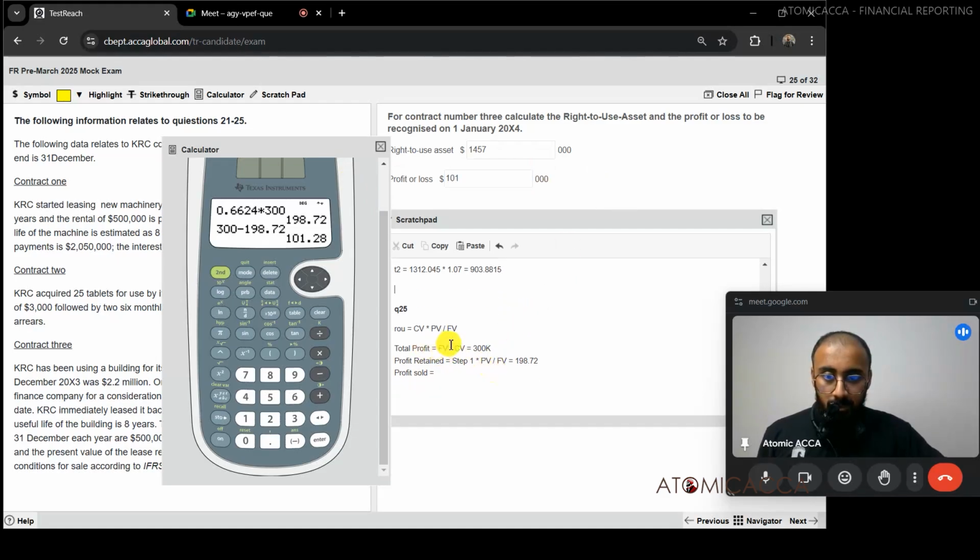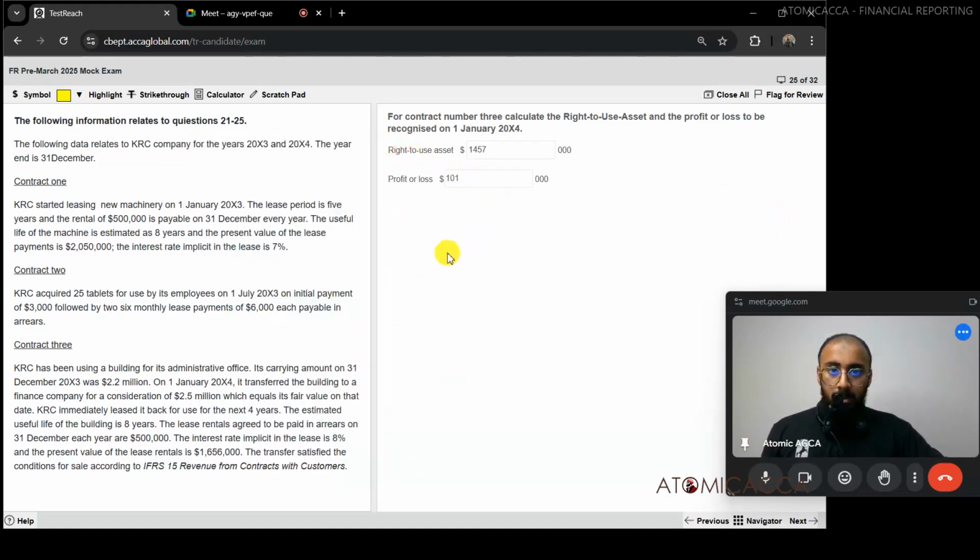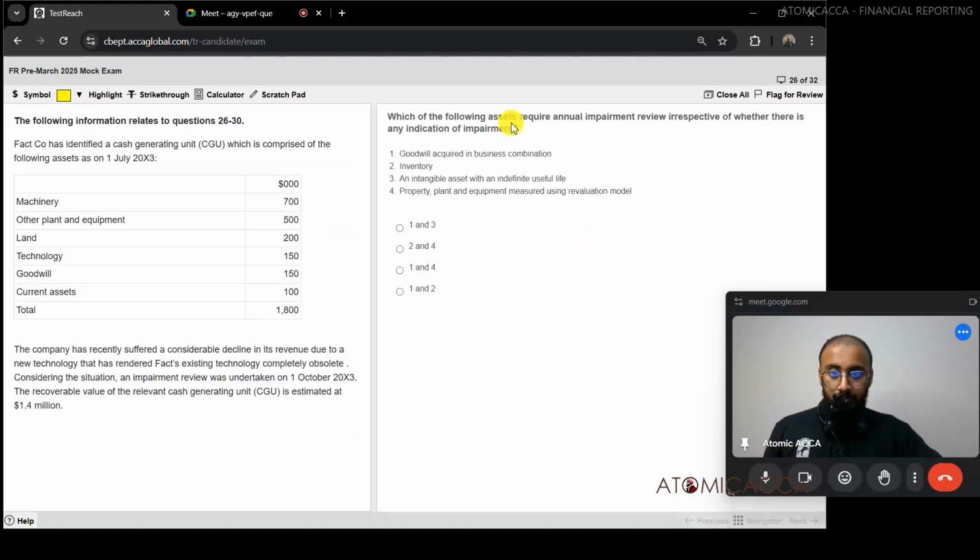So let's just cross check quickly. Total profit is 300,000, 2.5 minus 2.2 million. Then 0.6624 into 300 is equal to 198.72, and the gap between this is 101.28. Okay, so that's the profit or loss to record. So that one is also done, and with that we are done with the second case study for our section B. Let's move to the final case study from section B. We have 5 more questions to do.